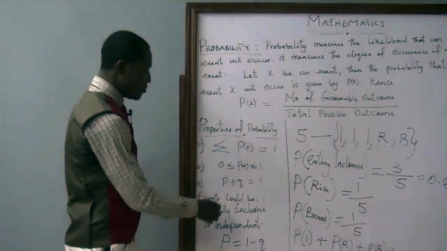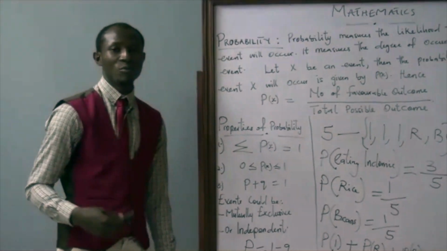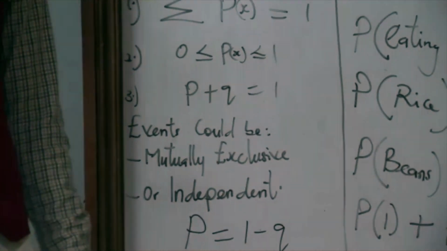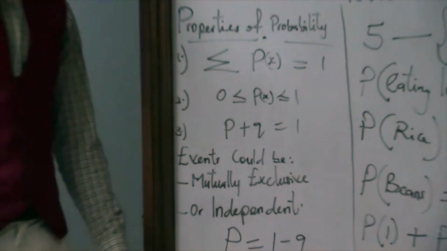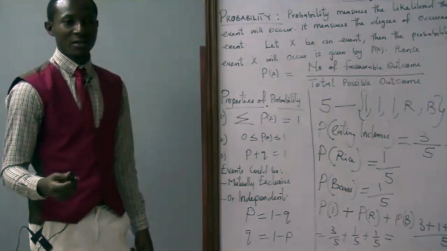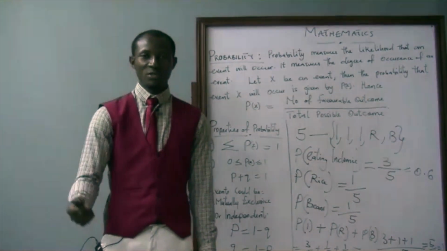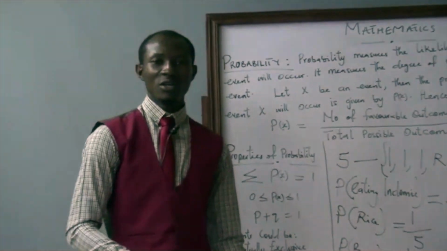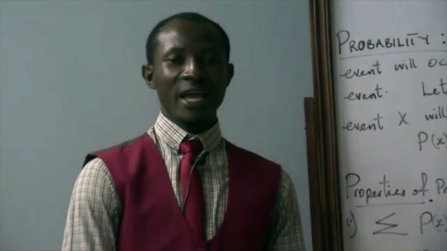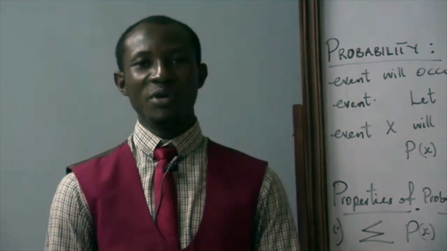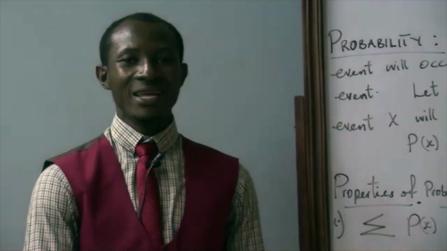Events could be mutually exclusive or independent. That is, we could have mutually exclusive events and we could also have independent events. Now, what are mutually exclusive events? Let me say it this way: 2 events are said to be mutually exclusive if the occurrence of one disturbs the other. If the occurrence of event A will prevent event B from occurring, then the 2 events are said to be mutually exclusive.